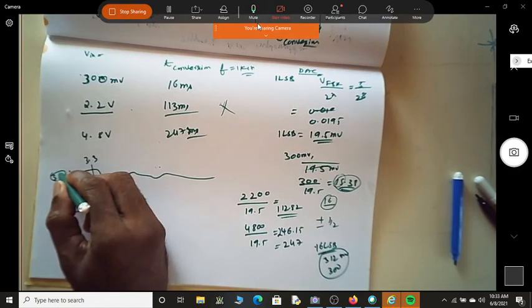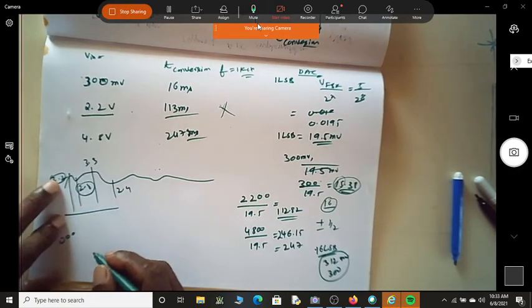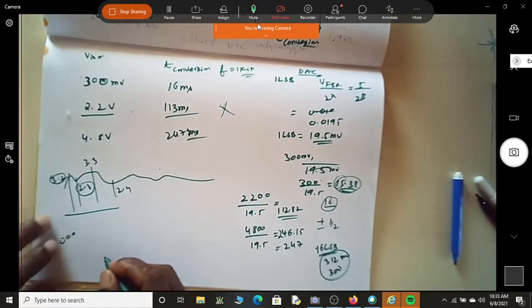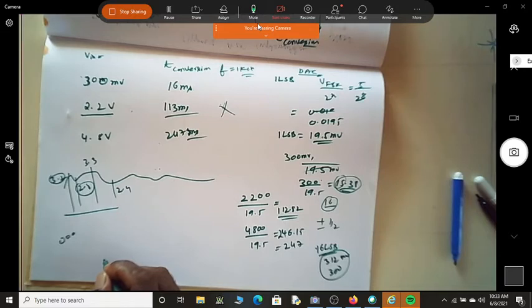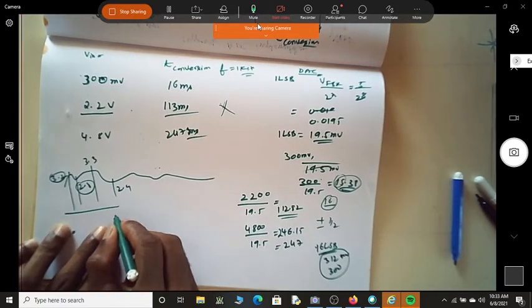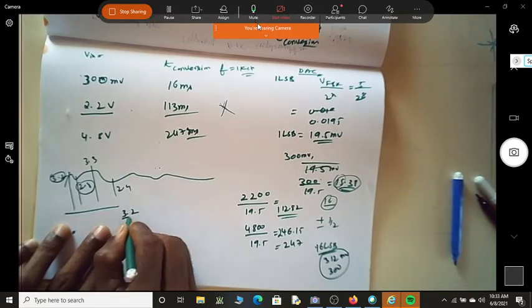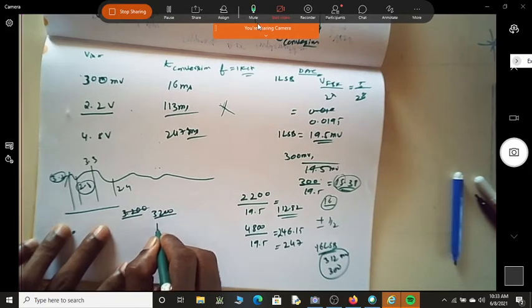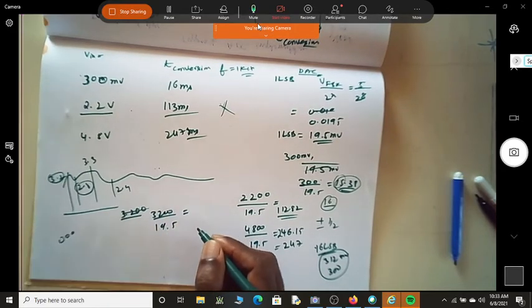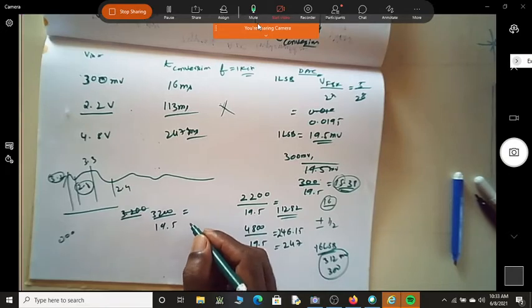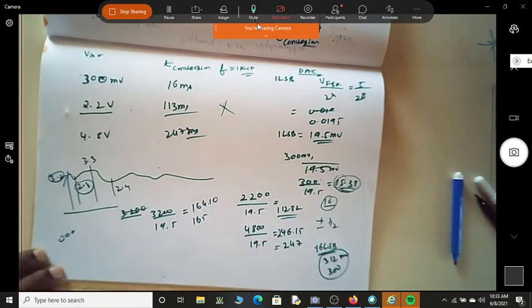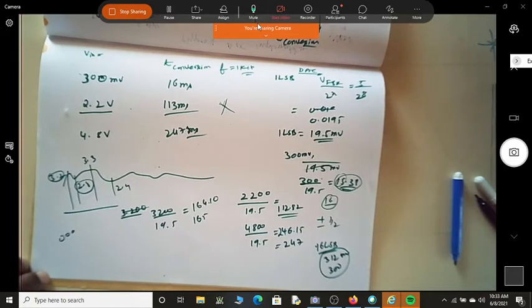So you have a count. What will be the count for this 3.2 volts? Can somebody give what is the count for this 3.2 volts for the same specification? What will be the binary count value? How do you get that? 3.2 divided by, 3200 divided by 19.5 will be how much? 164.10. 164.10 or 165. What is the binary equivalent of 165?